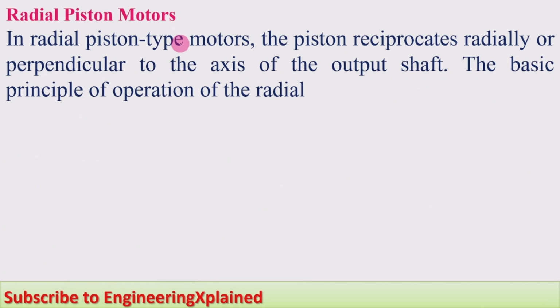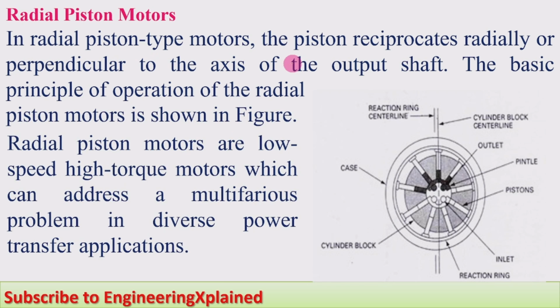Then the last one in the piston motors is the radial piston motor. In radial piston motors, the piston reciprocates radially, or perpendicular to the axis of the output shaft. If the output shaft has this axis, the pistons reciprocate perpendicular to it, radially. The basic principle of operation of radial piston motors is shown in the figure.